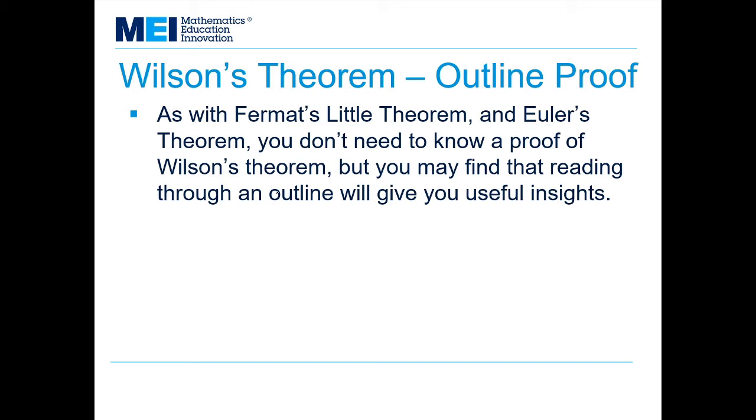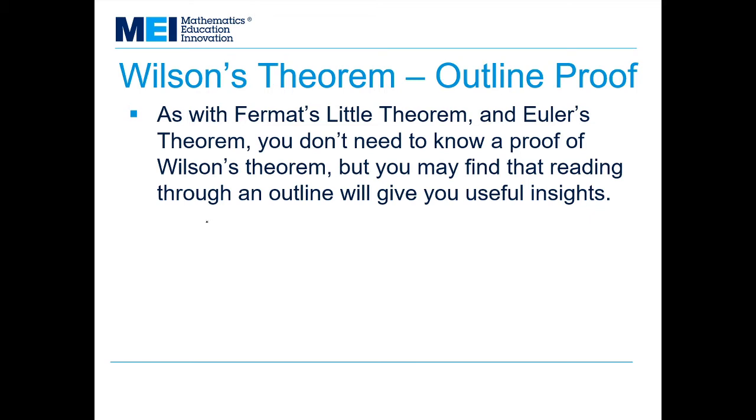Now, as with Fermat's little theorem and Euler's theorem, you don't need to know a proof of Wilson's theorem for the course, but you might find that looking at an outline of a proof will give you some useful insights and help you to understand the theorem a bit better. Let's start by thinking of what happens when n is composite.